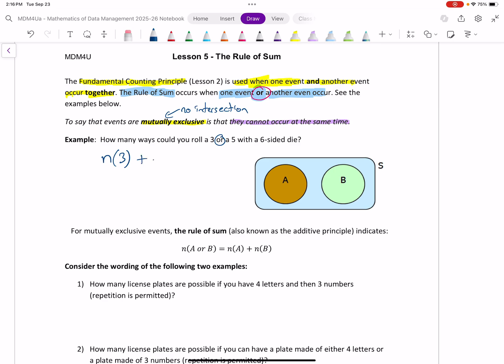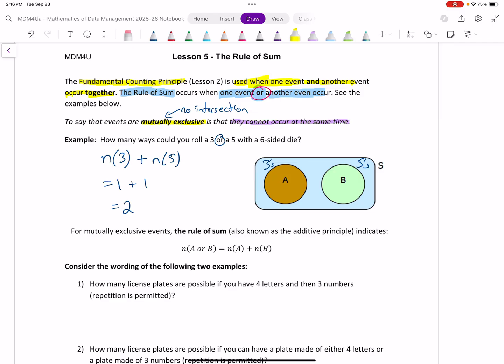The other set is the number of 5s. Is there any overlap between these things? No. There's nothing in common. So I have my 3s and these are my 5s, but really there's just one of each. And I'm looking at those 2 sets added together. So I have 1 outcome plus 1 outcome for a total of 2 outcomes. This is mutually exclusive because they have nothing in common.